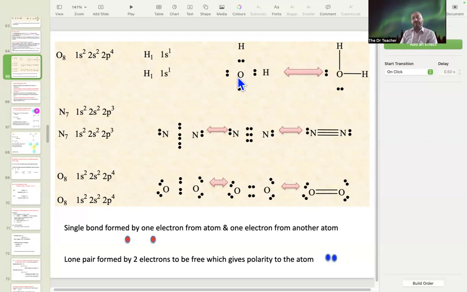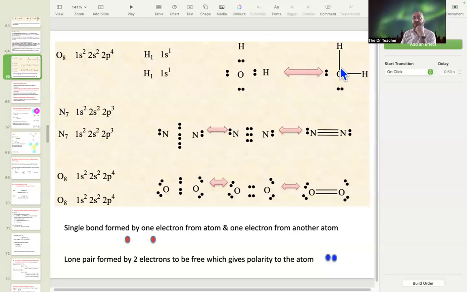For the oxygen, the last main shell has electrons 2 and 4, which is 6. To reach a stable molecule by the octet rule, oxygen needs another 2 electrons from 2 hydrogens to have 8 electrons in the central atom. So we use 1 electron from hydrogen and 1 electron from the oxygen to form a single bond.